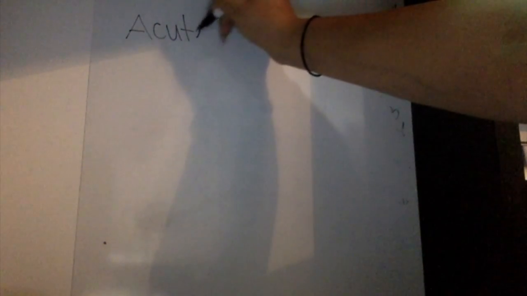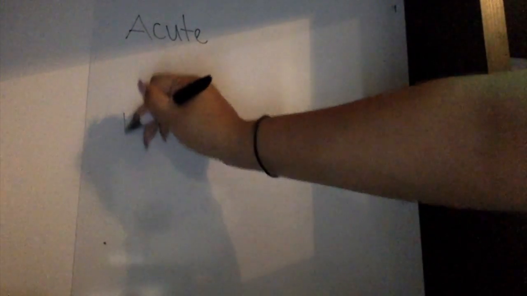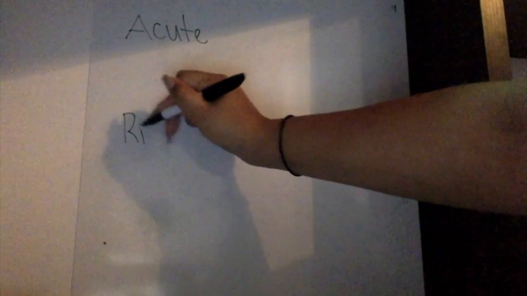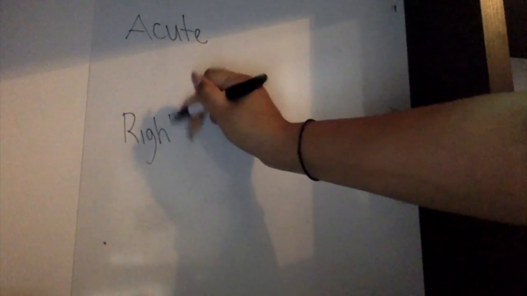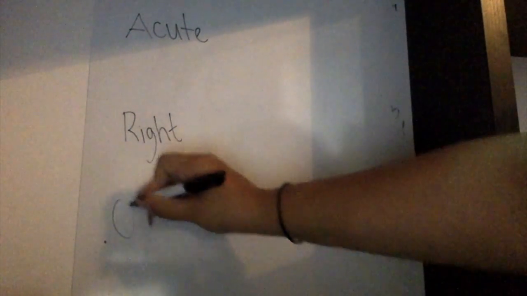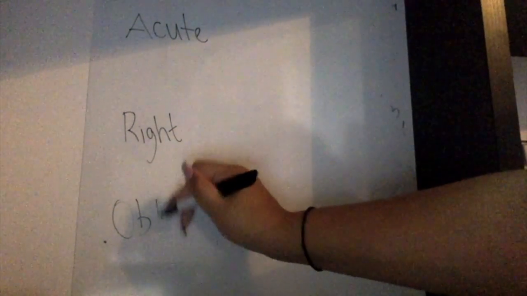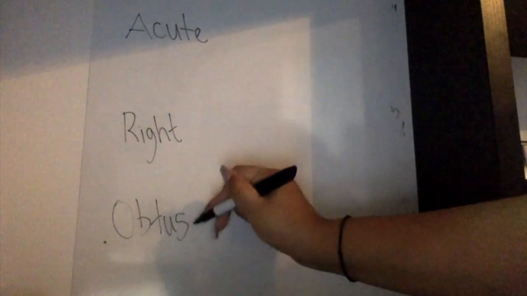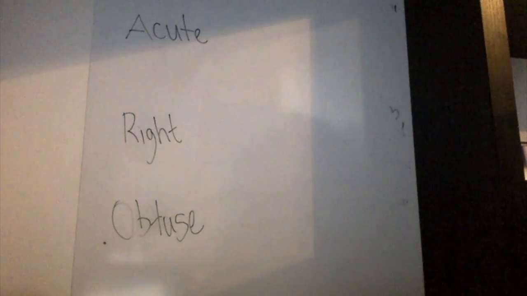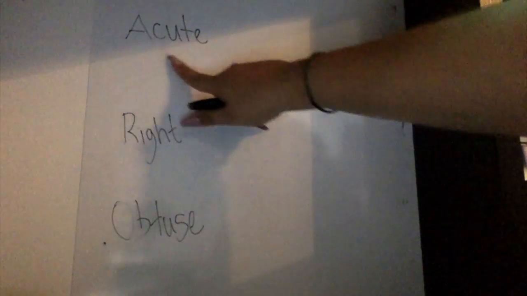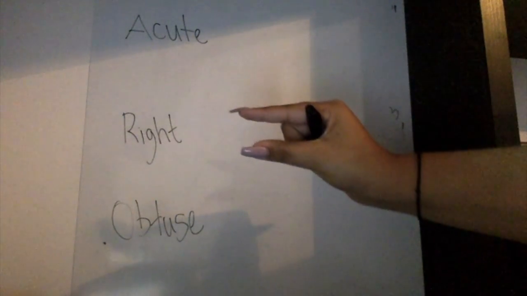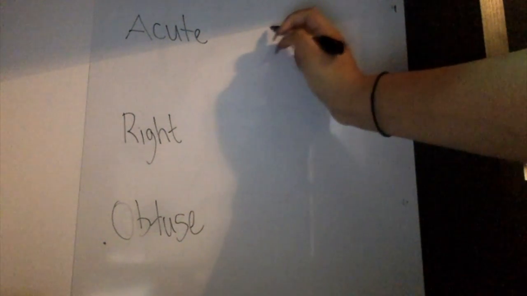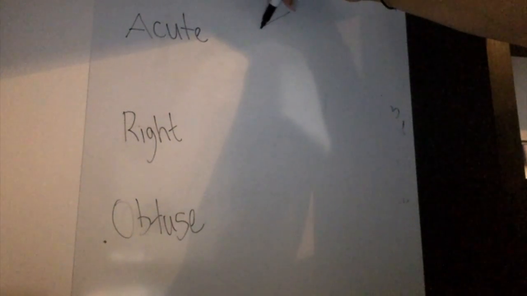So now I'm going to go ahead and write the words for you. So we have our acute. We have our right. And we have our obtuse. So, quick review. An acute angle is such a cute little angle, so that means it's going to be really small.